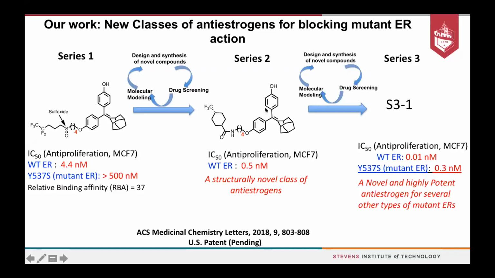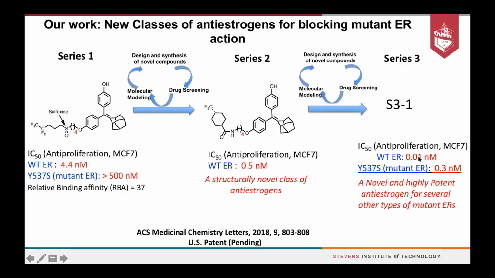Shown here is the data from 2 more series of compounds. We found that changing the structure of the side chain from the linear chain to a cyclohexyl system, shown here, leads to a boost in potency, as shown in the IC50 values. We used this promising data to make the compounds in series 3 using the same workflow of synthesis, testing, and then molecular modeling. This whole process led to a highly potent compound codenamed S31.